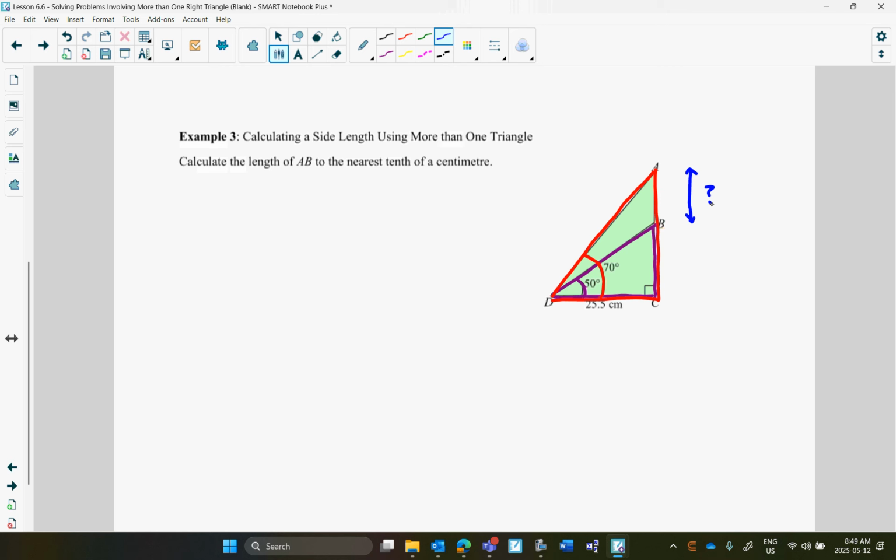Well, AB is part of this triangle here, but that's not a right triangle, so I can't use trig to find it. I'm going to have to use the other sides. Can you see how you would find this side? What would you do?